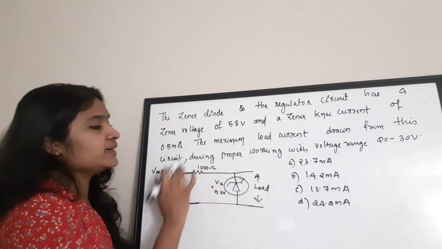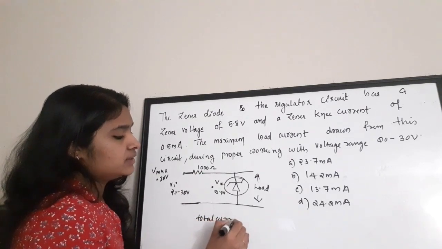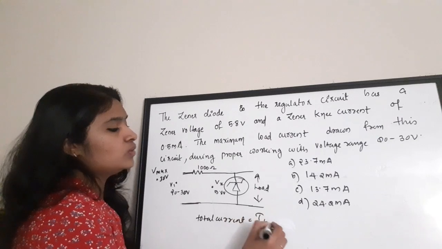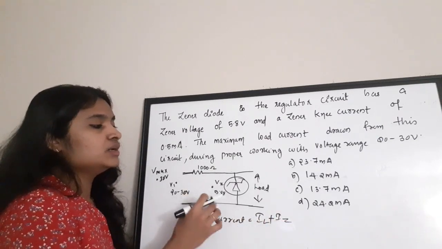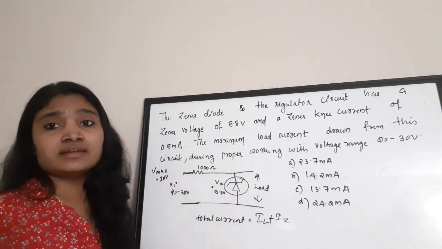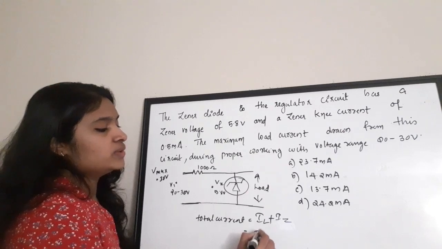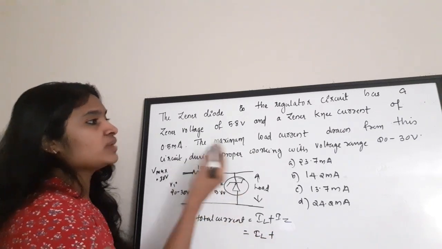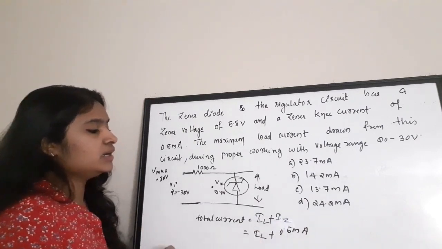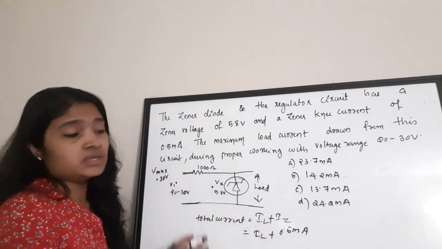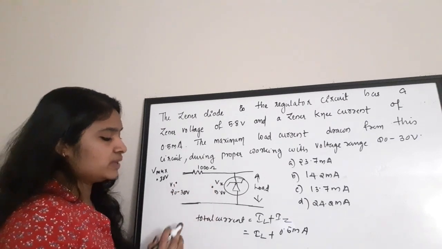Okay, so the total current in the circuit we can equate to load current plus Zener knee current. That is, the reverse current during the reverse bias of the Zener is called Zener knee current. I am representing it as IZ. So we don't have the value of IL, but we have the value of IZ, which is 0.5 milliampere. Now what will be the total current in the circuit? It will be equal to the current flowing through this 1000 ohm.